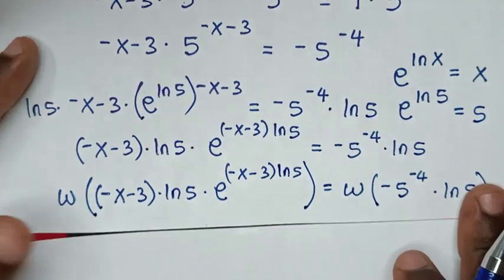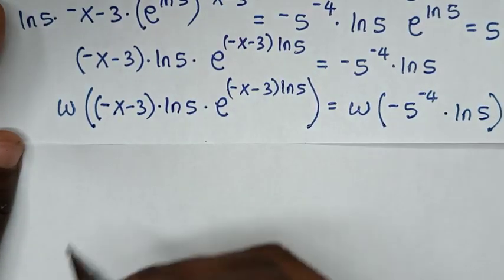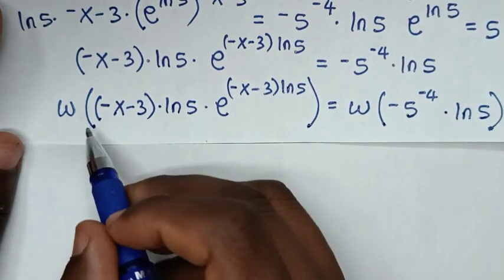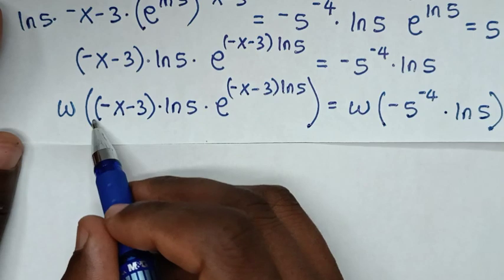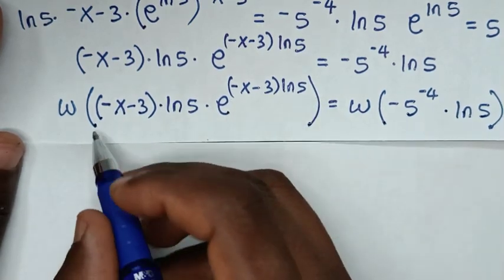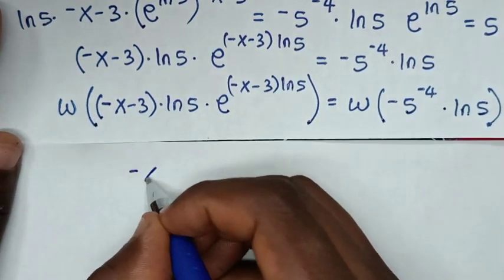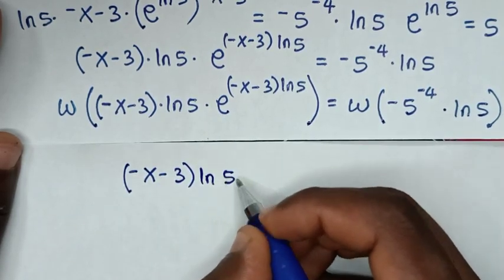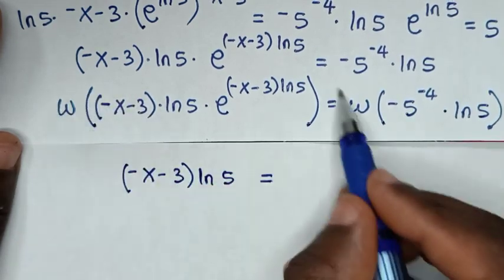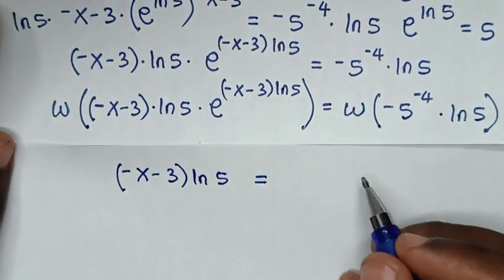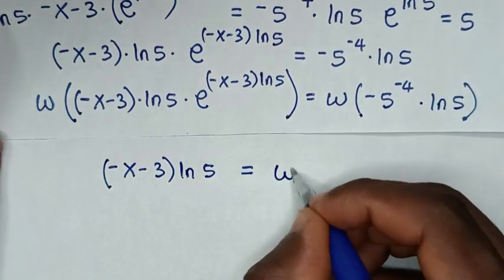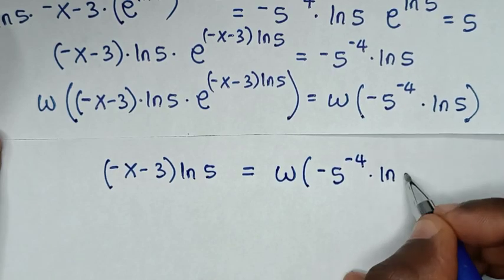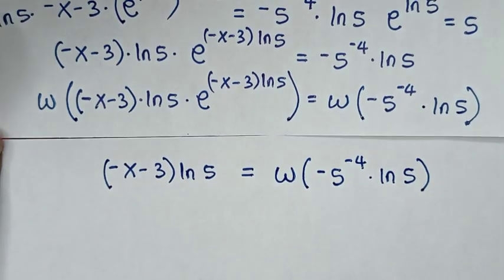From here, because we apply W on both sides, for this it will be the same base, which is the same power. So we will write this: it will be (-x - 3)(ln 5) is equal to, now this is equal to this, then it will be equal to W of (-5 - 4) times ln 5.